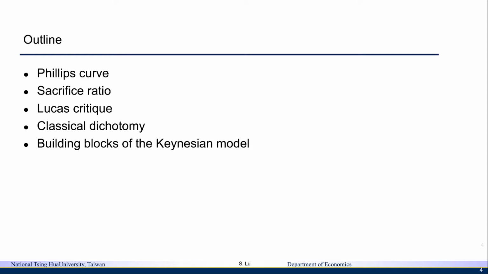And then we are going to talk about Lucas' critique, which will be able to address the issue when we want to look at history and see if we can learn from history and then provide some policy recommendations and then what we need to do. Then we are going to talk about the classical dichotomy, which will tell us why we can analyze a macro model without money. Finally, we are going to introduce the building blocks of the Keynesian model, which will then allow us to conduct the Keynesian type of analysis for some of the macro events.